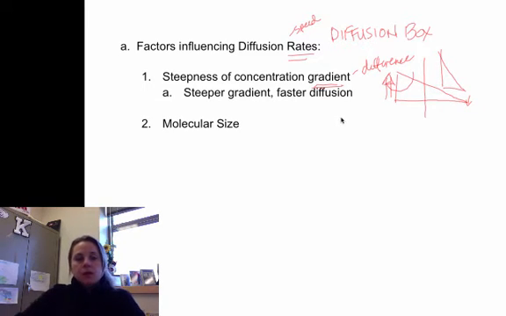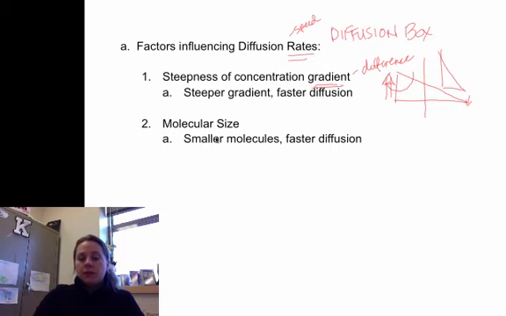Pretty straightforward. Another factor that influences how fast diffusion happens is the size of the molecule. We're going to be talking about big molecules and little molecules, which can be tough to understand given the fact that we're still talking about something we can't see with our eye. These are molecules, but molecules have size. Some are very tiny, some are really big. And the bigger the molecule, the slower diffusion is going to be. In fact, if it's too big, diffusion won't even happen at all because it won't be able to cross the membrane. So, smaller molecules diffuse faster.